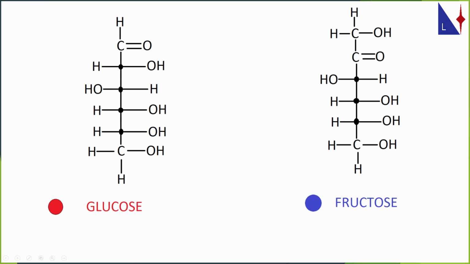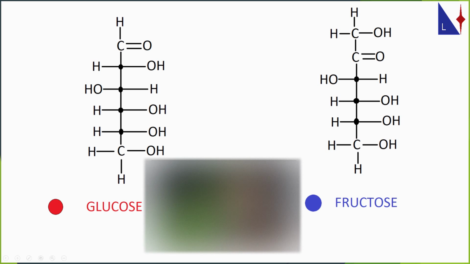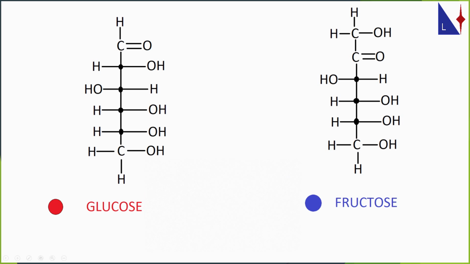Now let's see the structure of glucose and fructose. This is one of the structures of glucose and fructose. Like we have seen, Dr. Bruce Banner is Hulk, which means Hulk and Dr. Bruce Banner are the same person, but they have different forms. In the same way, glucose has many other forms, but this is one of the forms of glucose. And the same thing is for fructose. What we can see here is that they have exactly same number of each atoms.